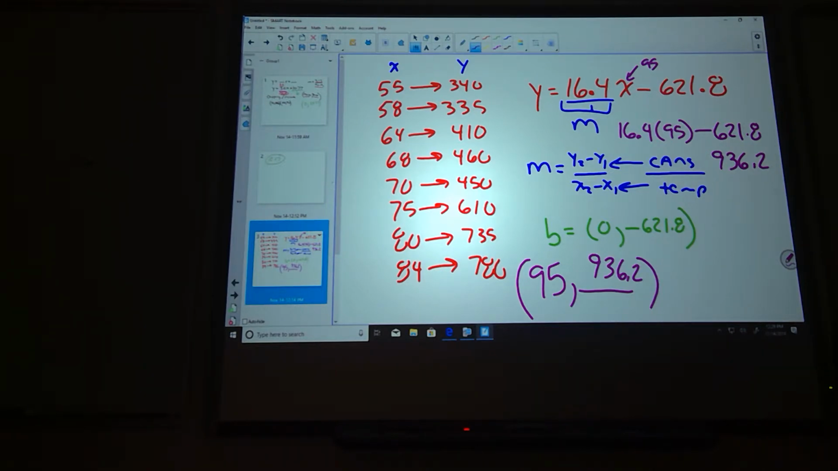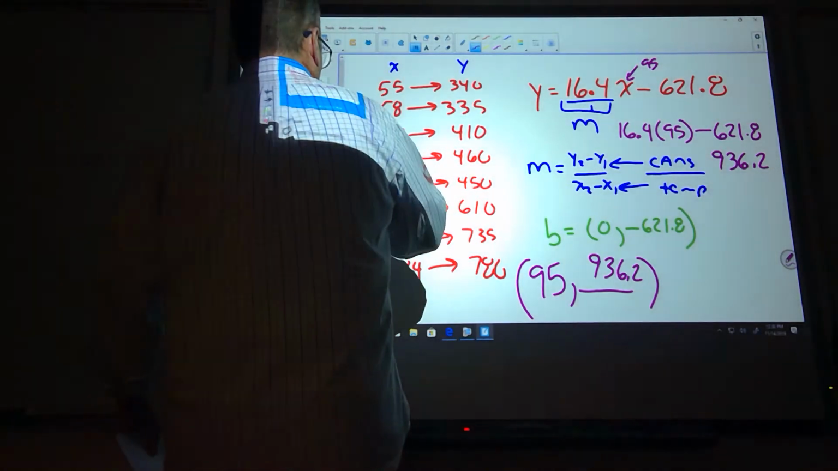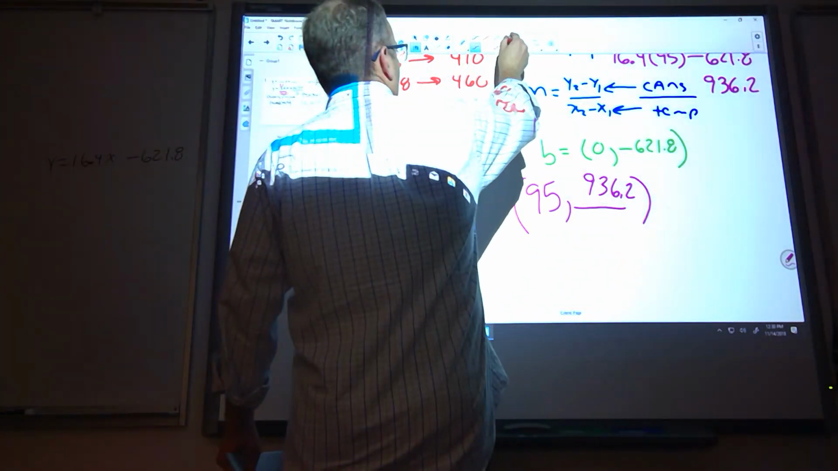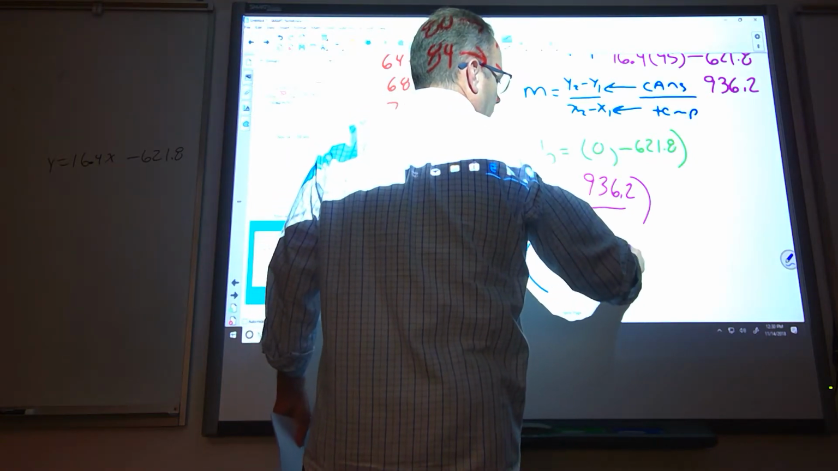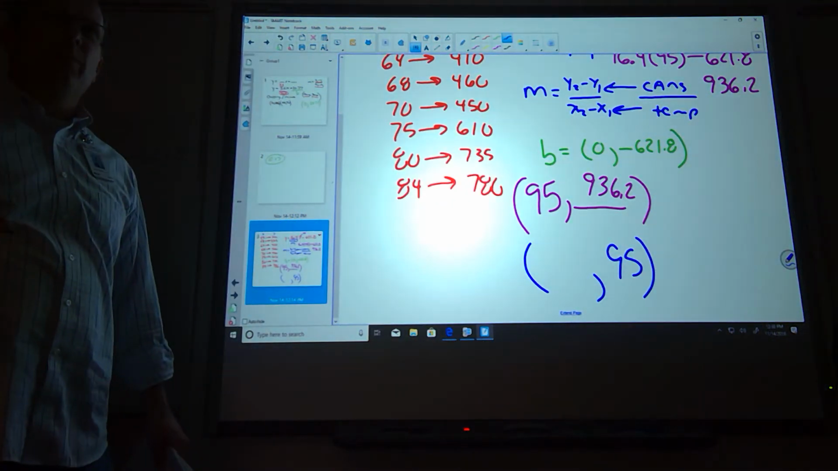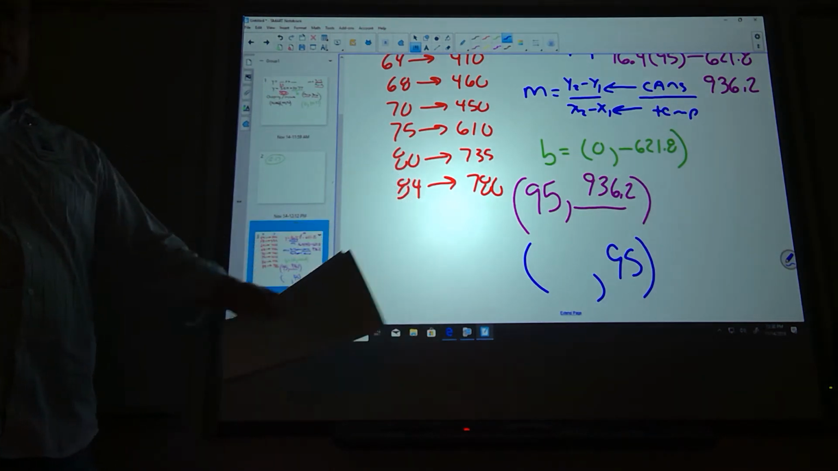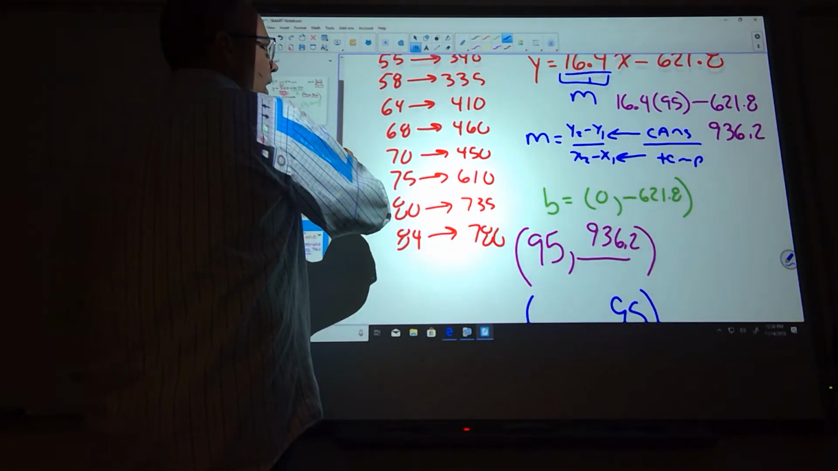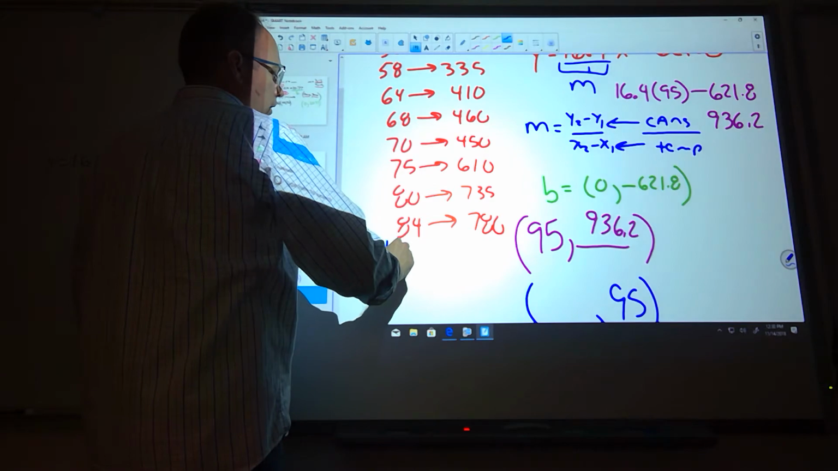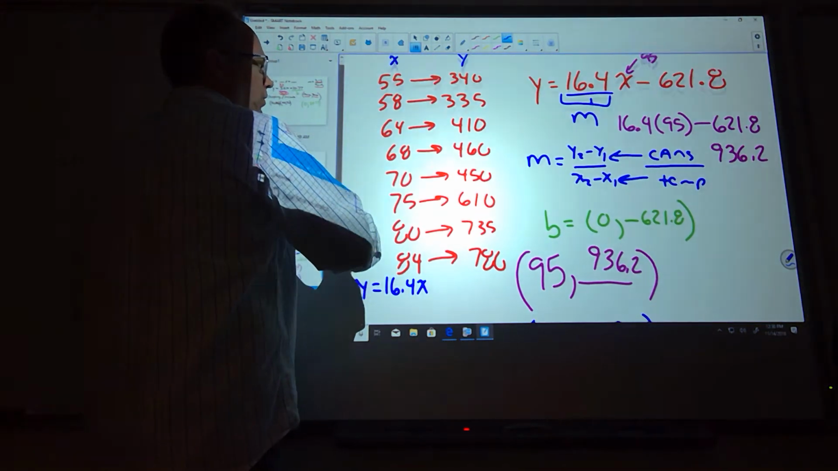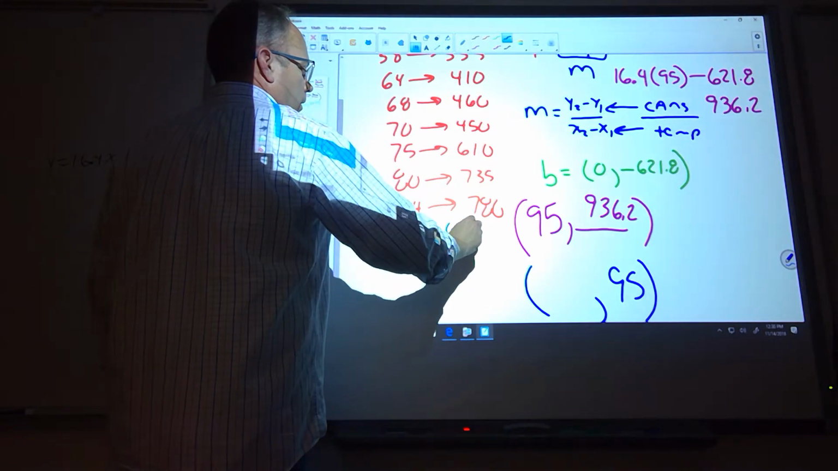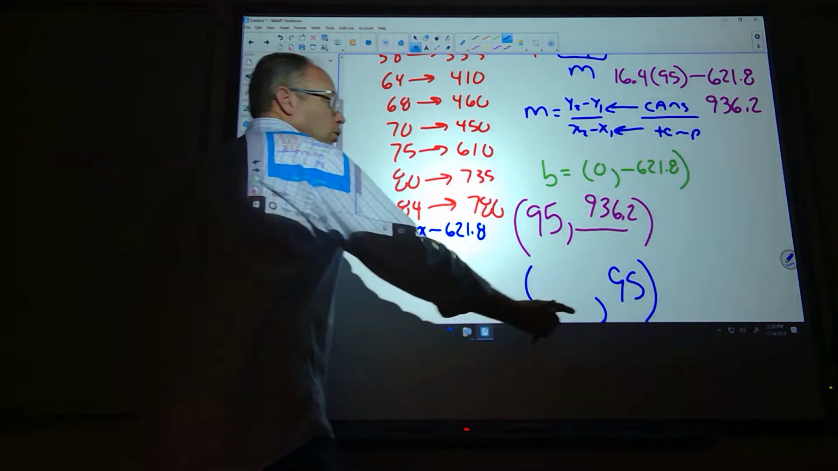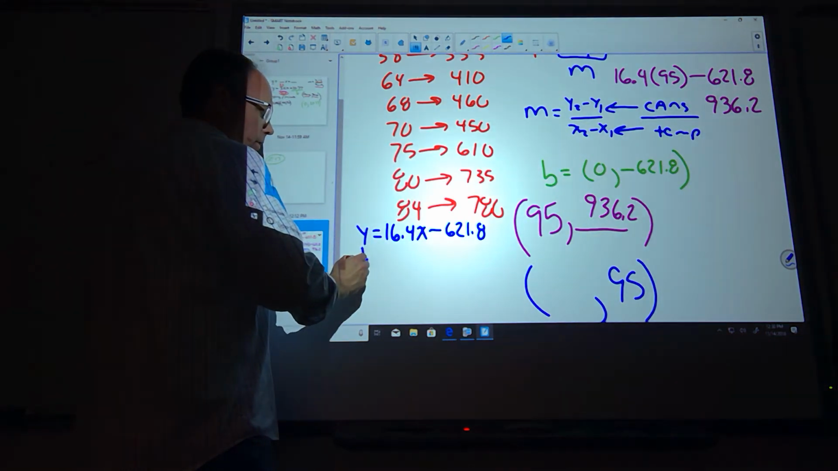Okay, what does the model predict for the temperature if the number of cans sold was only 95? Oh, so now I'm flip-flopping this a little bit. Now I'm putting the 95 here. Agree? So what value is that 95 right there? Is it an x or a y? It's a y. So I'm going to take my original linear equation, y equals 16.4x minus 621.8. Agree? And you just told me this is a y value, so I'm going to plug that in right here.